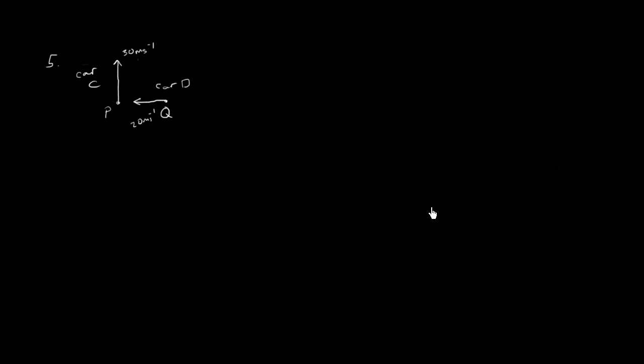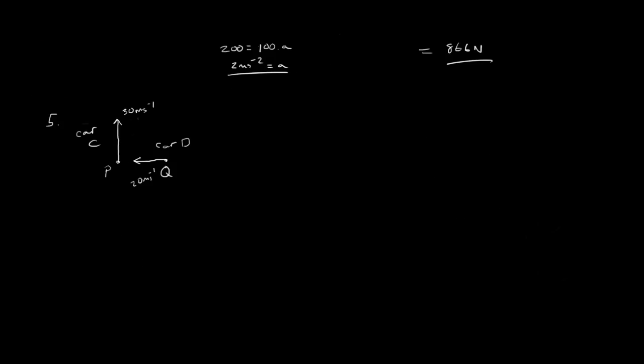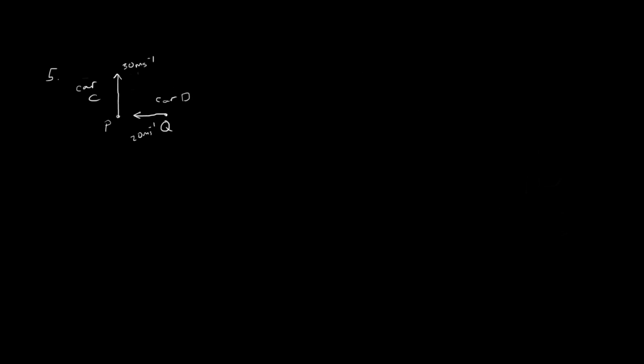Okay, hello. We're gonna look at question number 5 from the same worksheet, which was called exercises 1C, vectors. And in question 5, they give you two cars. One of them is labeled car D, the other one is car C. This is one of the cars, and the other one's this one.